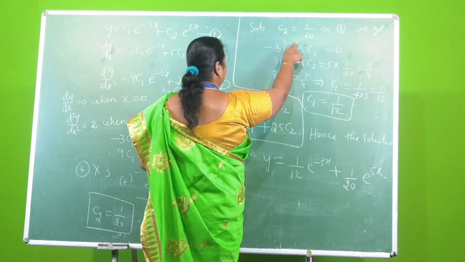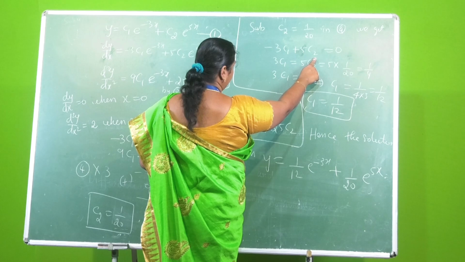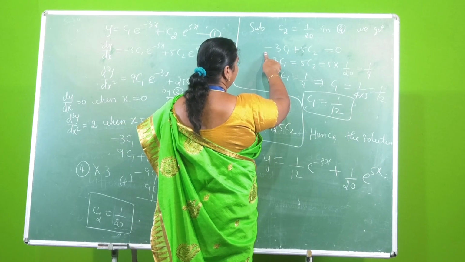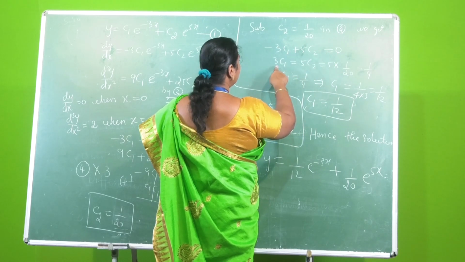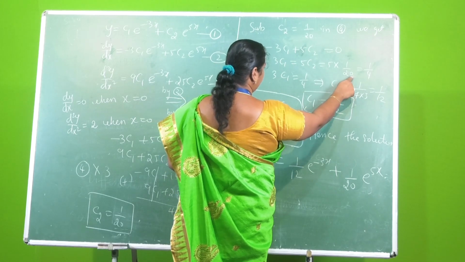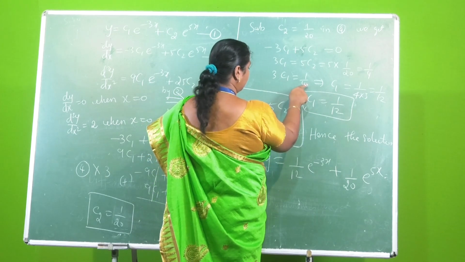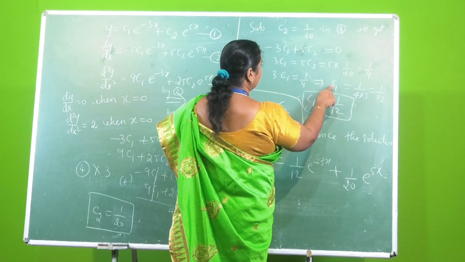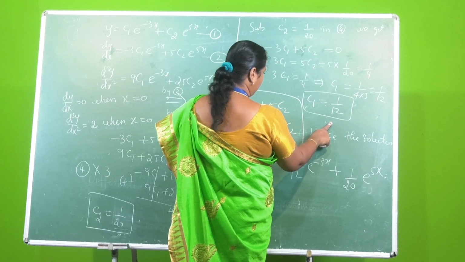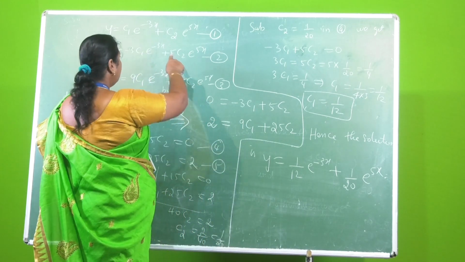Now I am going to substitute this c2 in equation 4 to find c1. Rewriting equation 4, before substituting I am taking minus 3c1 to the right-hand side. So 3c1 equal to 5c2. c2 is 1 by 20, so 5 into 1 by 20 is 1 by 4. So 3c1 equal to 1 by 4. We need only c1, so take 3 to the right-hand side. c1 equal to 1 by 4 into 3, that is 1 by 12. So the c1 value is 1 by 12.